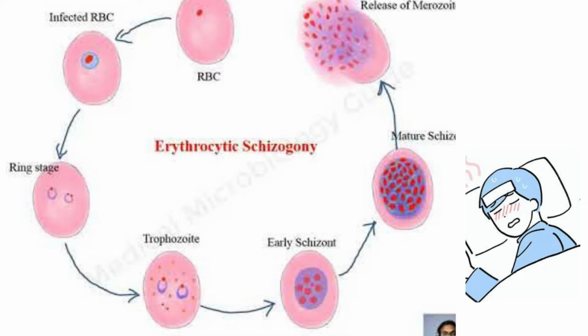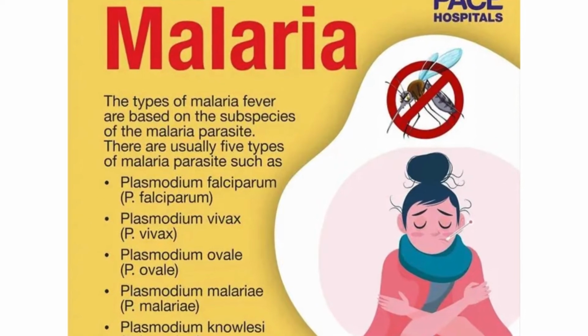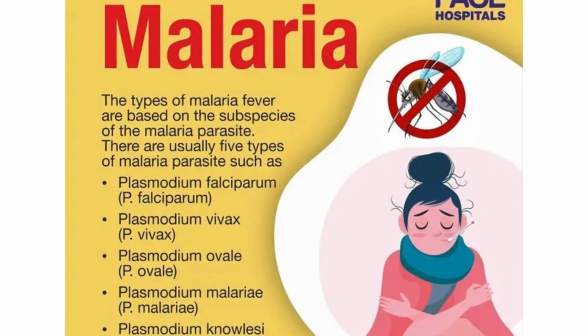So, malaria can be caused by different species of Plasmodium protozoa, which can be Plasmodium falciparum, Plasmodium vivax, Plasmodium malariae, Plasmodium ovale, and the newly discovered species of Plasmodium, which is Plasmodium knowlesi.